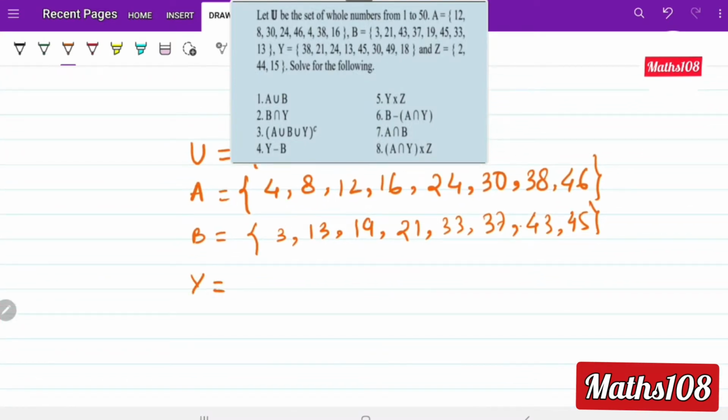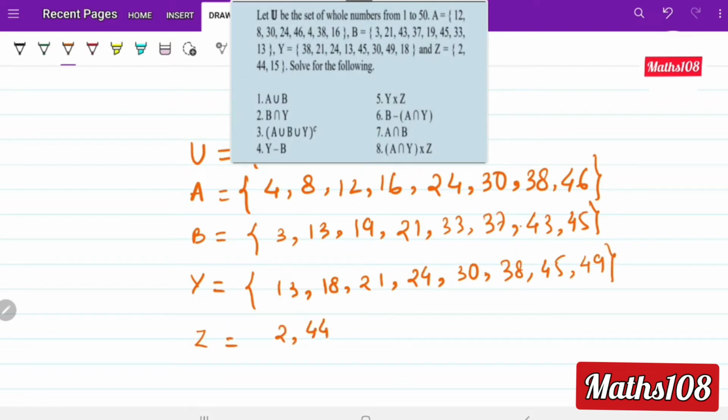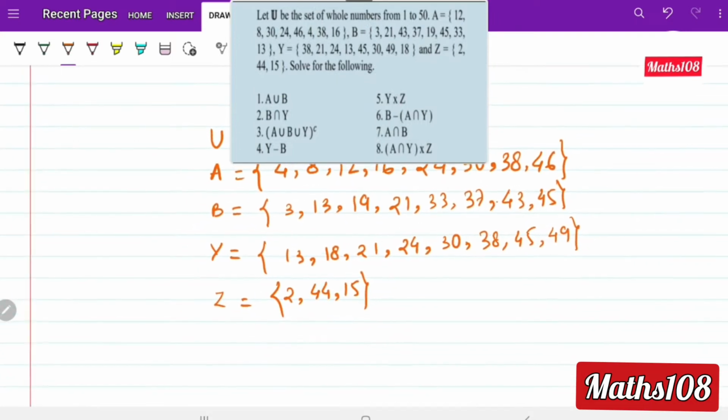Y is equal to: the smallest number in Y is 13, next is 18, next is 21, next is 24, next is 30, next is 40, 38, next is 45, next is 49, and Z is equal to 2, 44, and 15. This is the set.